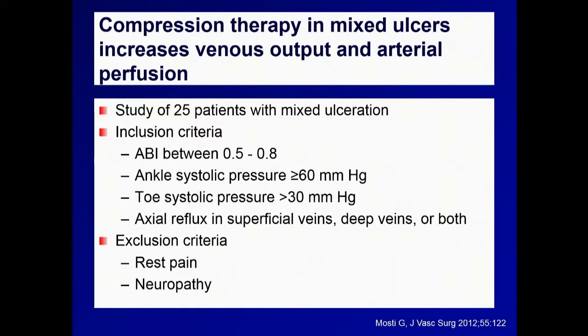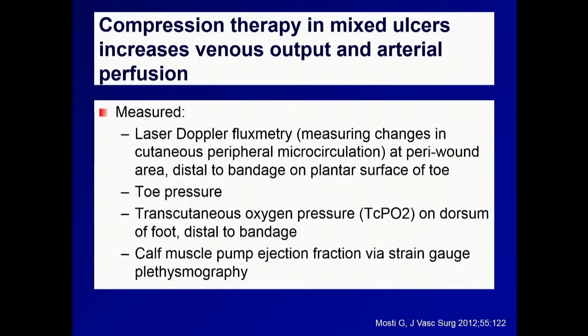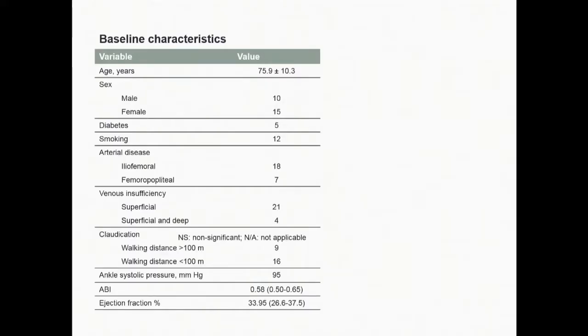Patients with rest pain or neuropathy were excluded. Then arterial perfusion was measured with laser Doppler fluximetry, toe pressures, transcutaneous oximetry, and the venous return with calf muscle pump ejection fractions. Baseline characteristics are shown here. You can see these patients did in fact have a component of arterial disease both in the iliofemoral and femoral popliteal segments.